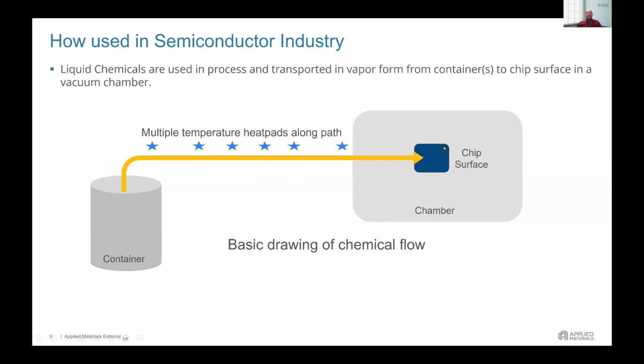This is a basic drawing of the whole chemical flow, but to give the concept, we would have multiple temperature heat pads across the whole path from the container all the way to a chamber on the chip surface. What I'm showing here is a representation of one chip. But in semiconductors, we have multiple chips on one substrate or wafer in a chamber, and we deposit on that.